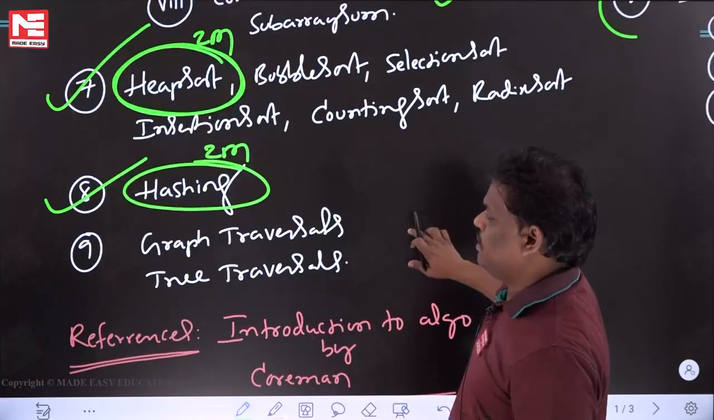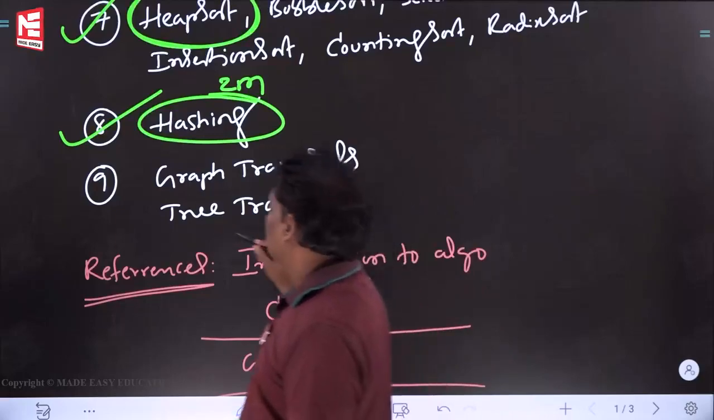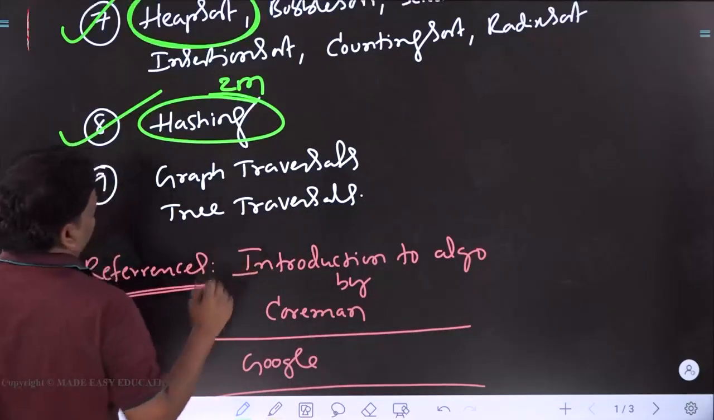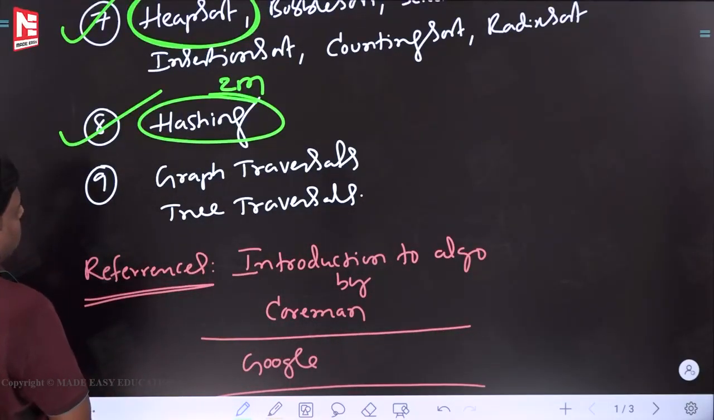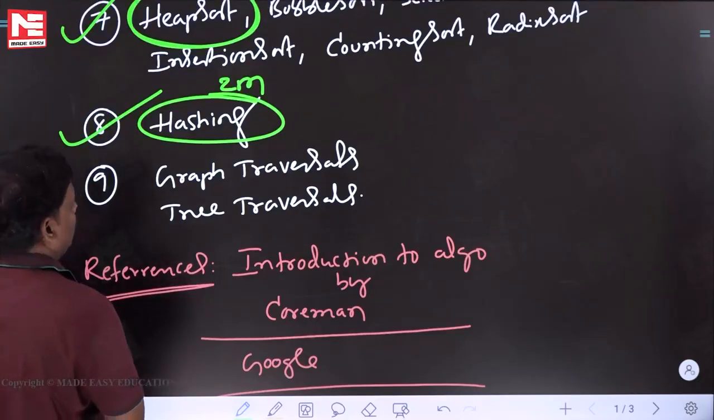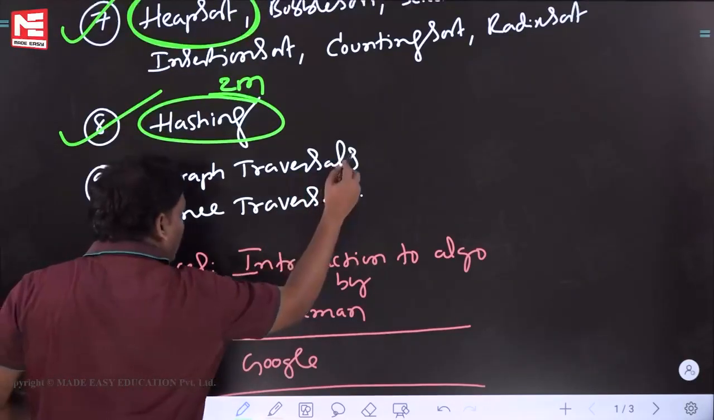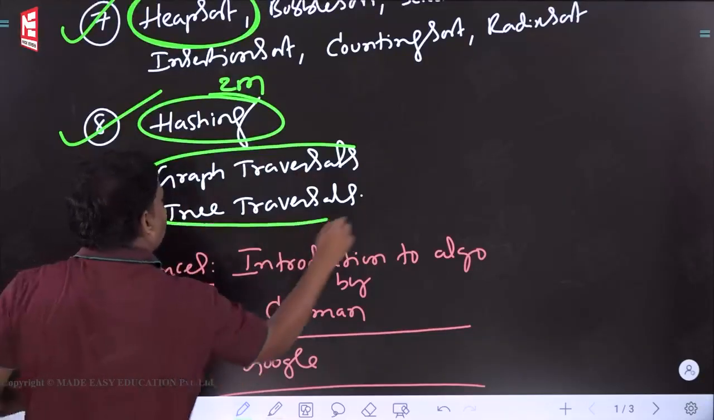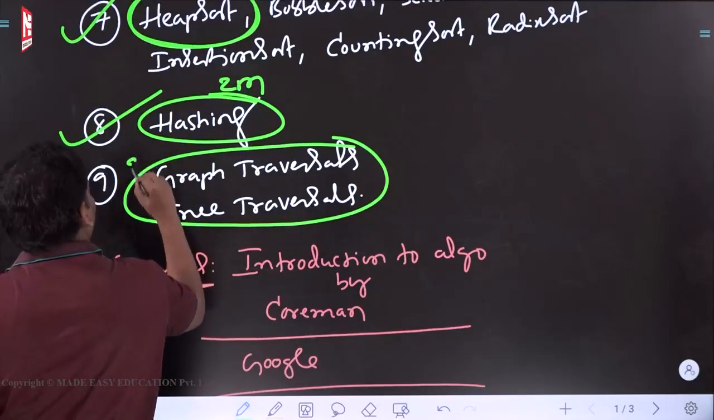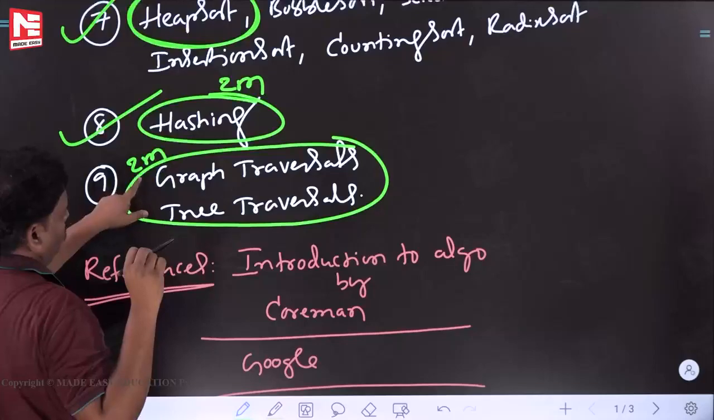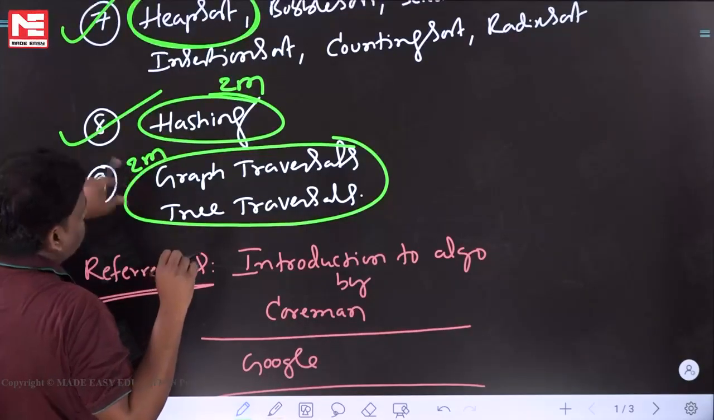This is the 8th topic, hashing. The 9th chapter is going to be graph traversal and tree traversal. See, I'm saying to you, graph traversal, tree traversal. From this, every year 2 marks may come, 4 marks also will come. Minimum 2 marks, and 4 marks also will come.